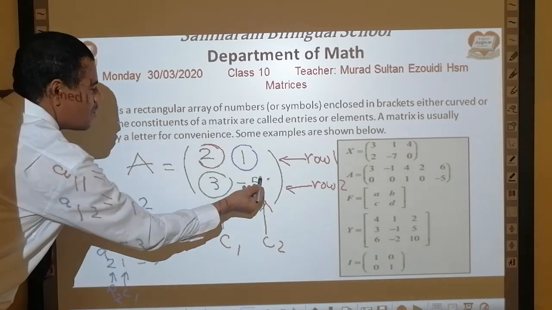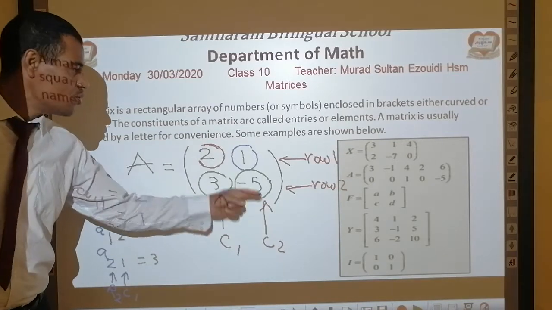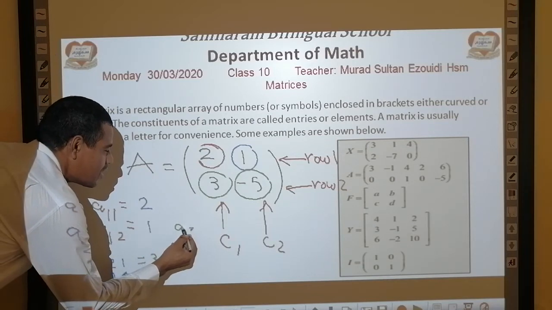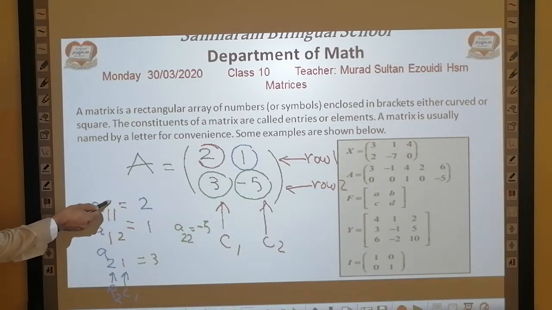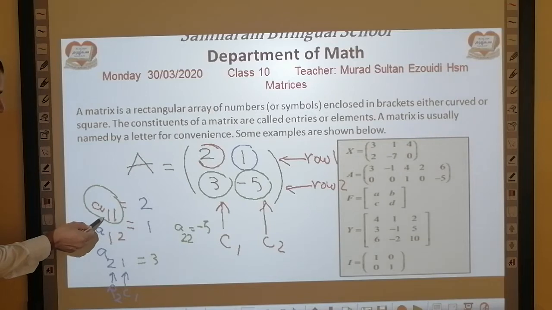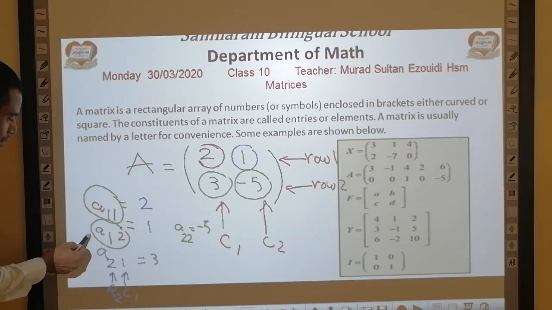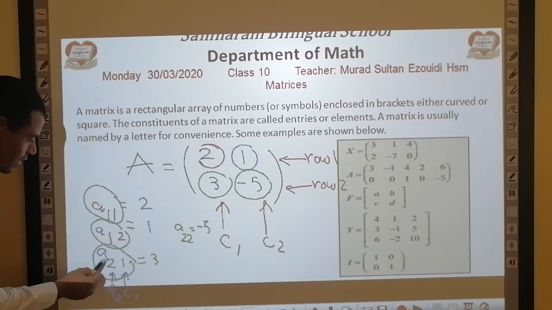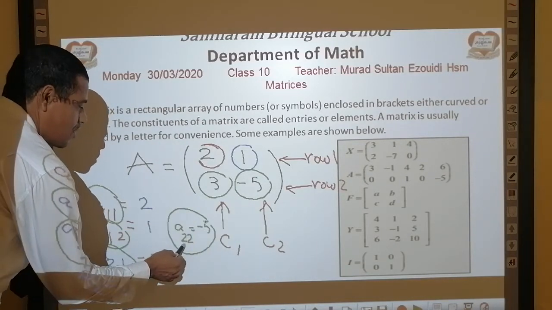Then, what is the number that lies on the second row, second column? I will write A22, and it is -5. So, a matrix can also be written in terms of A11, the value on the first row, first column. Then A12, the first row, second column. Then A21, the second row, first column. And the last one, the second row, second column.